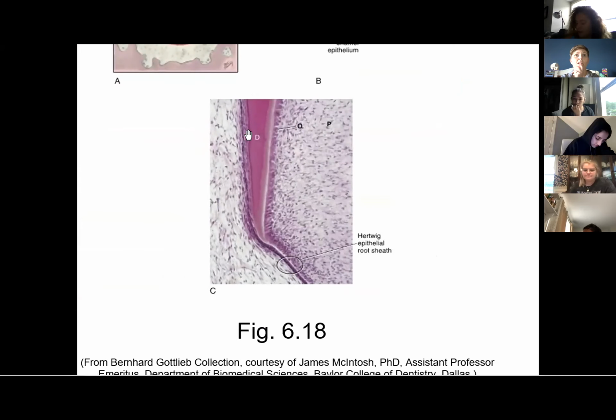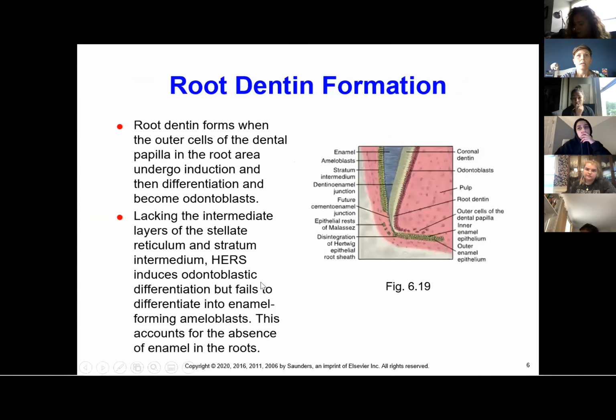And then when I come here, this is that more cellular level. So you have your dentin growing, and so here these two epithelial layers come together to form that root sheath.